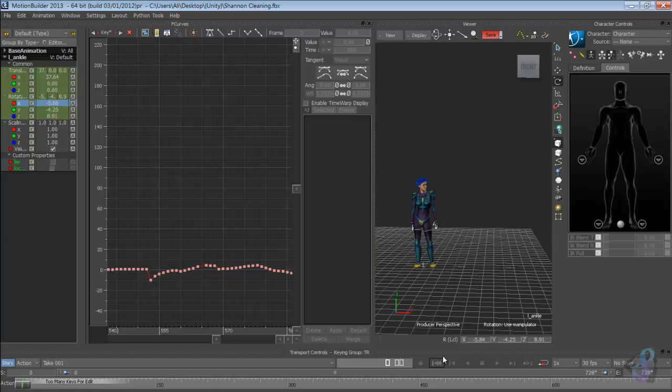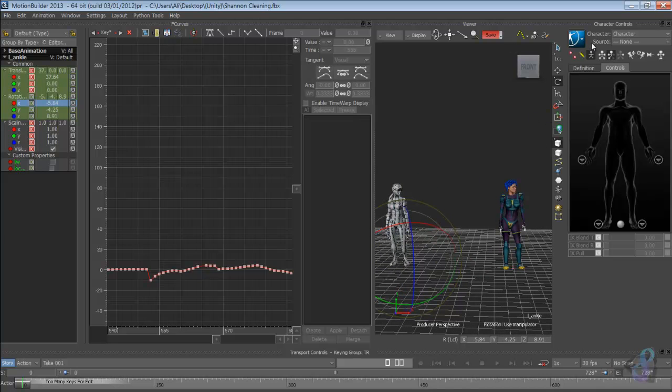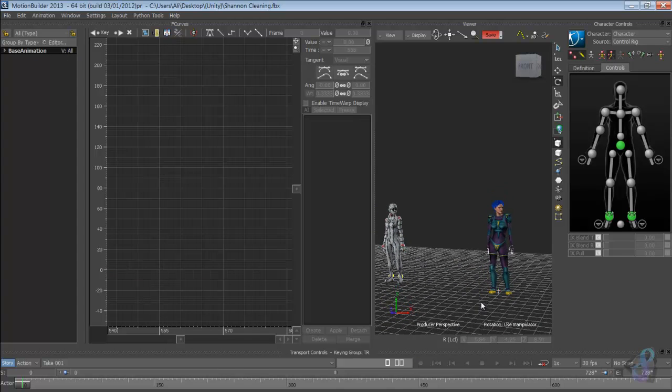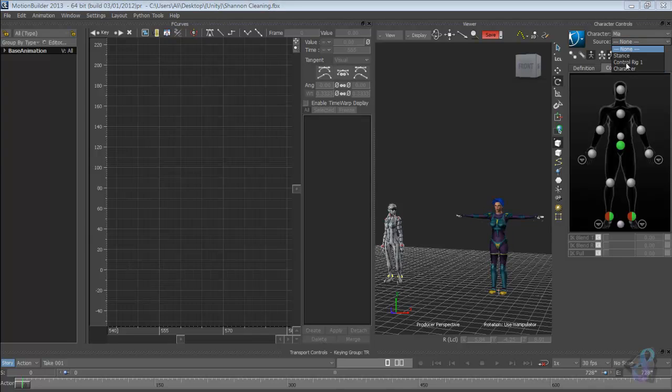Oh no, she's not following her again. So I plot this guy again to the control rig. There we go. We watch them side by side. Huh, what happened to Mia? She should follow the character. None character, and let's go. Yeah, okay.